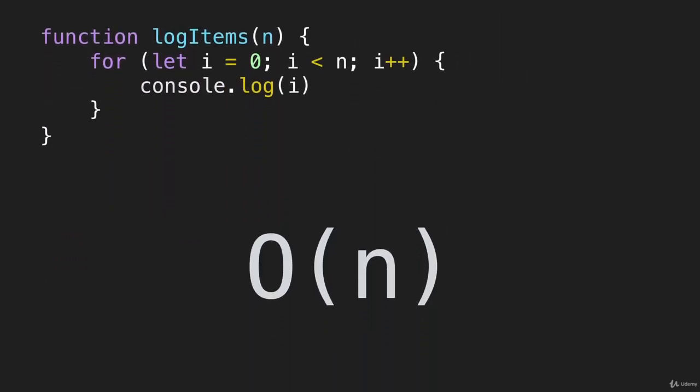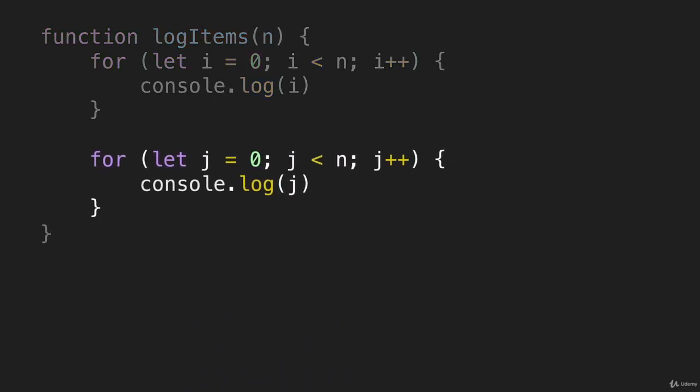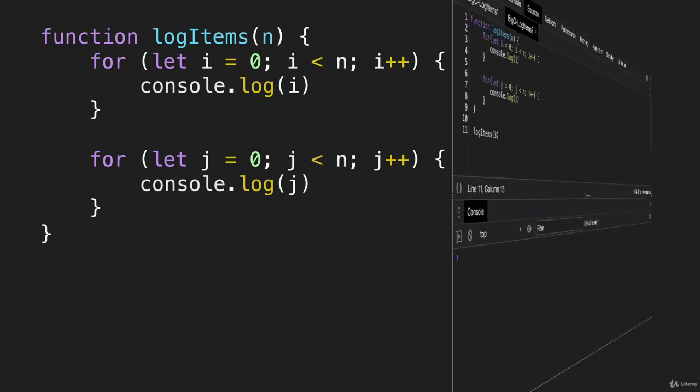on O of n. But I'm going to add a second for loop that's identical to the one above, except that we're going to use j instead of i. And both of these for loops are going to run n times. So let's take a look at this in DevTools.